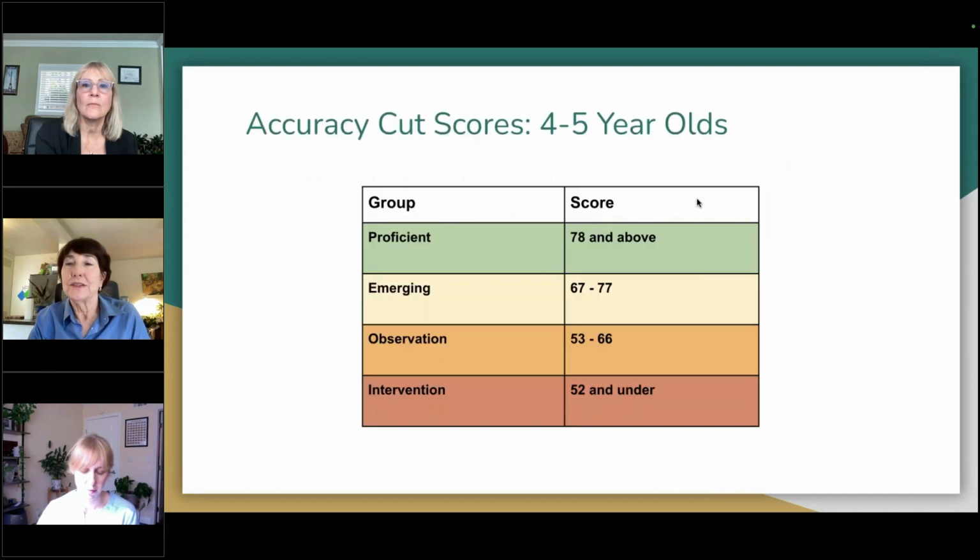This next slide shows the results of these cut scores and how they were put into groups. It was determined with the numbers that students who received scores of 78 and above, these 4- and 5-year-olds, were identified as proficient. The next group received scores of 67 to 77, and those were identified as emerging. The next group we put in as observation, and they received scores of 53 to 63. And then there was the intervention group who got scores of 52 and under. So those were deemed this intervention group.